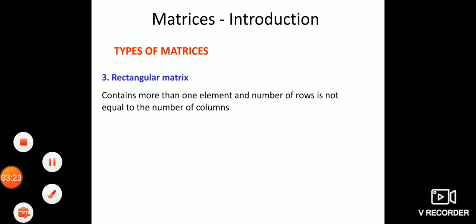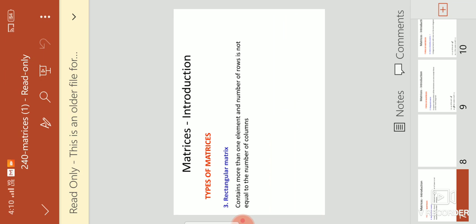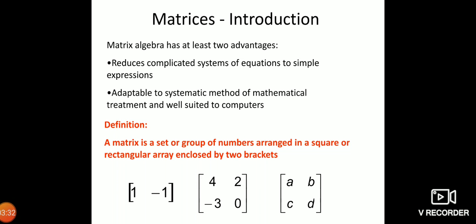Next, rectangular matrix. Repeat the definition of matrices. This is the first example, second example and third example. This is the element and this is the order of the matrix. This is the first row, only one row, and how many columns? 2 columns. That's why this matrix is of order 1 by 2.